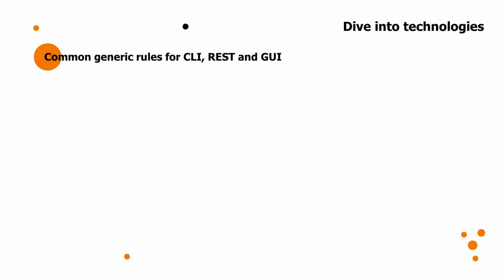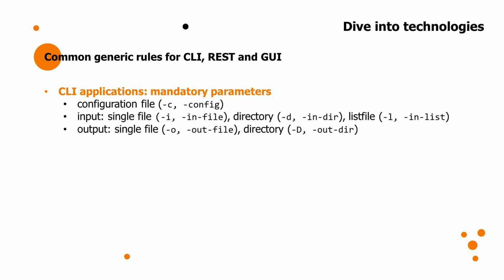Before we start talking about specific details of each technology, here is a summary of rules which are common for all technologies. Command line applications require three mandatory parameters: configuration file, input, which can be either a single file or an entire directory, or a list file containing a list of files to be processed, one per line, and output, which can be a single file or a directory. Output should correspond to input, so if processing a single file input, output is expected to also go to a single file. If processing a directory or a list file, output is expected to go to a directory.